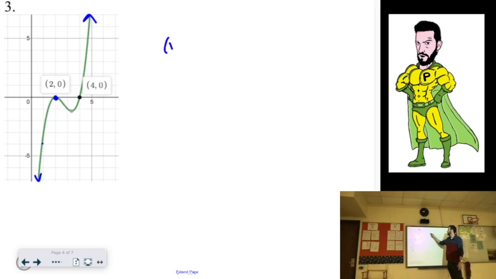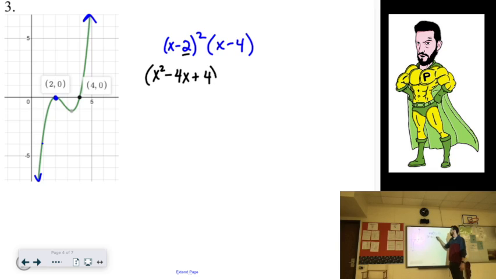So we'll have x minus 2 squared. It also just crosses right through at 4, so that would say x minus 4. So here it is in factored form. We just got to multiply it out now. X minus 2 squared. Square the first term, multiply them together, and multiply by 2. That would give us negative 2x times 2 is negative 4x. Square that last term, negative 2 squared is positive 4.